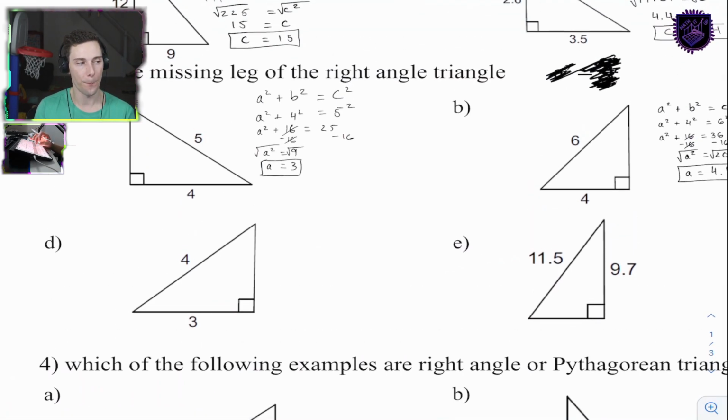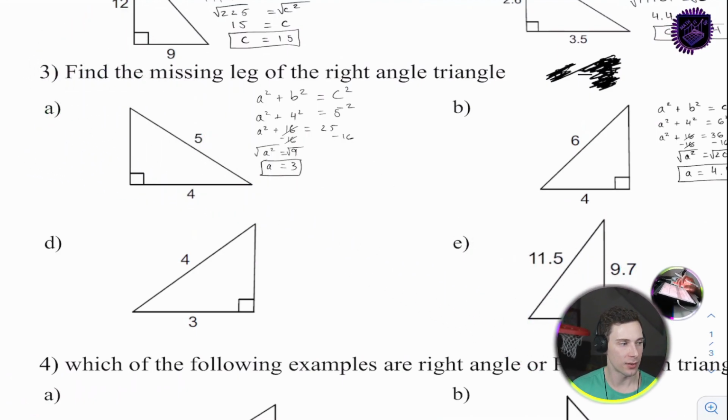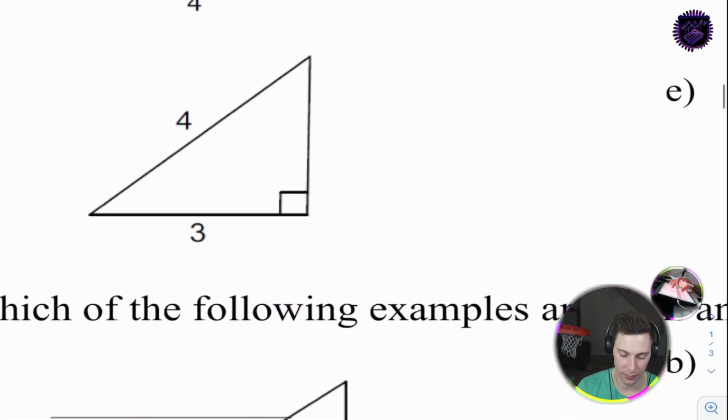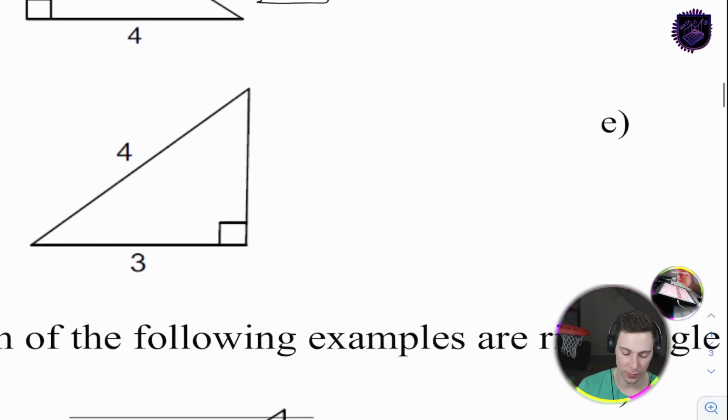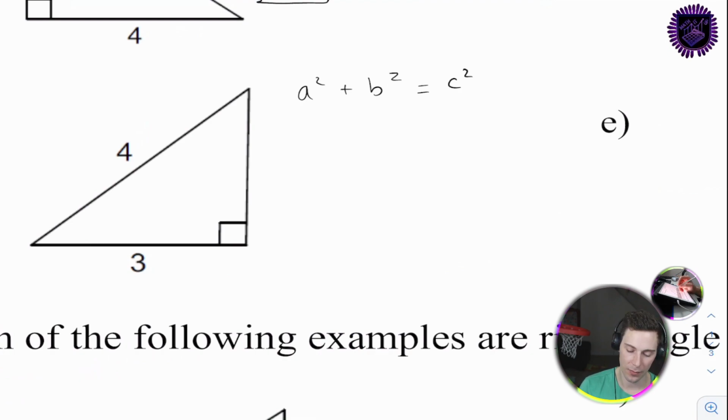Three. It's just going to get in the way. Let's go 3D. All right. 4, 3. All right, well, let's write it out. A squared plus B squared is equal to C squared. We don't know A squared. We do know B squared, and we know C squared.